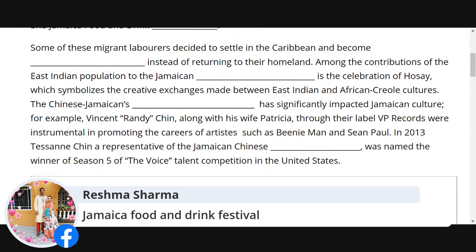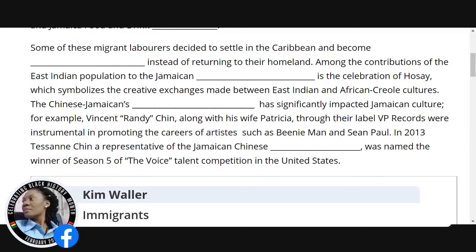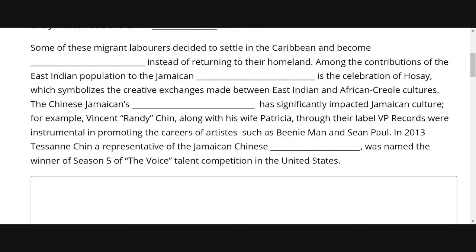Okay, I need to see what they settled and became. All right, so Reshma is saying immigrants, Megan is saying immigrants, Denisha is saying immigrants, Tanya, you're saying immigrants, okay? So you're saying that they decided to become immigrants. Mitzi saying immigrants, Kim Walla saying immigrants, okay? Instead of returning to their homeland.